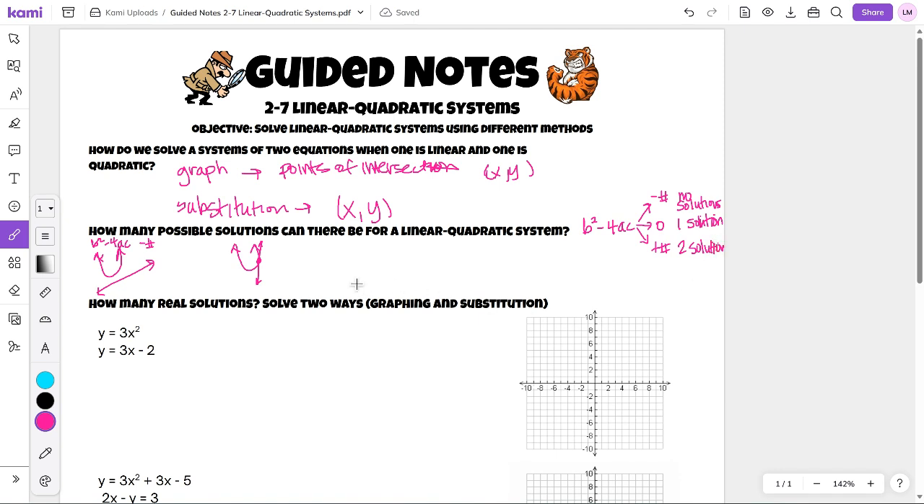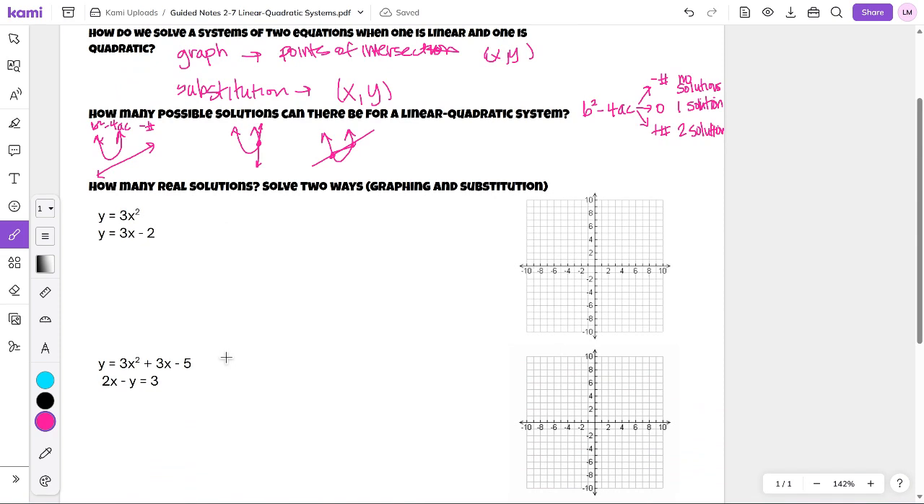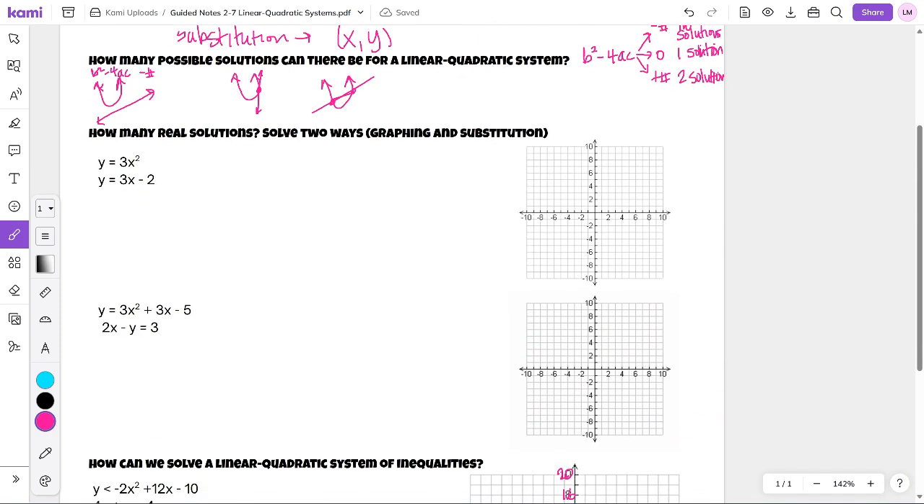When we solve these equations by substitution, we are only picking up the x value or the y value, so we have to plug back in to find the other coordinate. All right, so there's my two solutions. Again, my parabola could open up or down, and my line could have positive, negative, or zero slope.